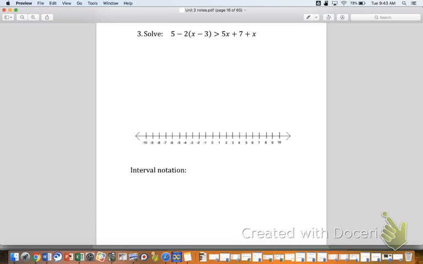Okay, simplifying here, there's a distributive property. This -2 gets distributed there and there. So 5 minus 2x plus 6. You guys get the plus on that one? Negative times a negative, just like our DMR? Okay. Greater than, is greater than or equal, or just greater than 5x plus 7 plus x.